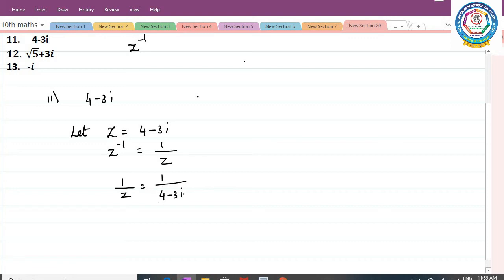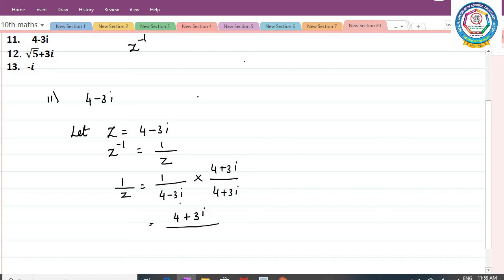So in the denominator we have to rationalize. So here I am going to multiply the numerator and denominator by 4 plus 3i. Which is equal to 1 into 4, 4, 1 into 3i, 3i.